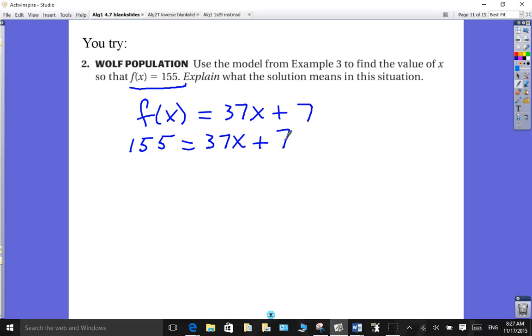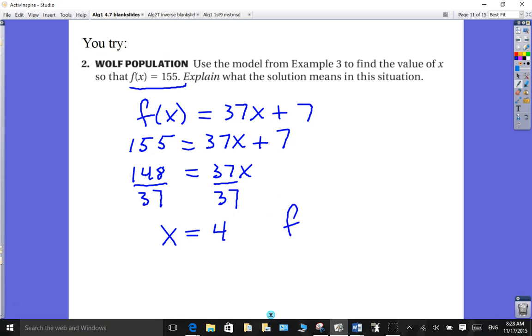And then it becomes an equation to solve fairly easily, right? Subtract 7. Divide by 37. X equals 4. So what does that mean? What does it mean to say that f of 4 equals 155, right?